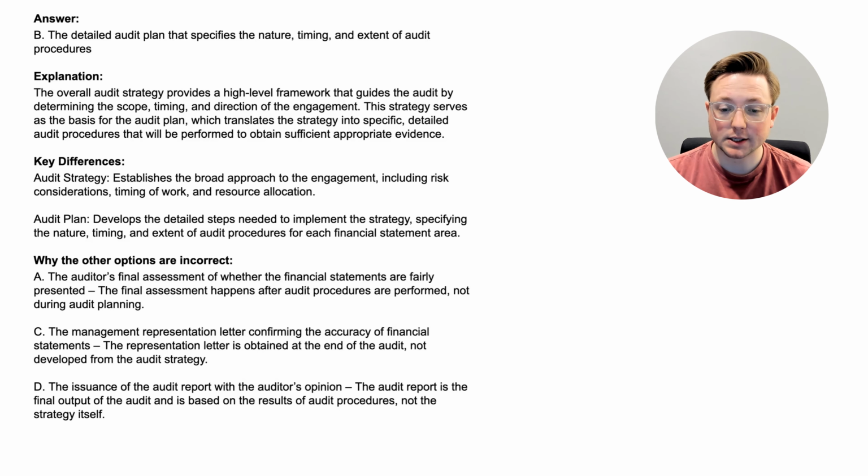C, the management representation letter confirming the accuracy of financial statements. The representation letter is obtained at the end of the audit, and we talked about that in a previous video, not developed from the audit strategy. And then D, the issuance of the audit report with the auditor's opinion. The audit report is the final output of the audit and is based on the results of audit procedures, not based on the strategy itself.